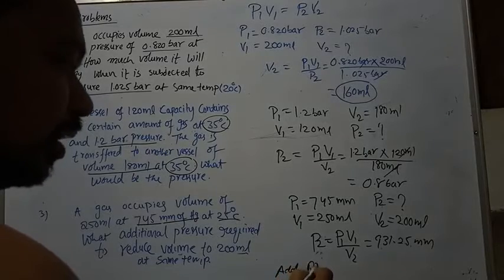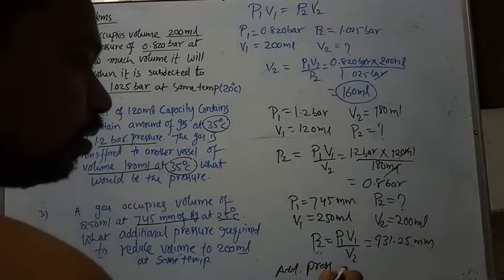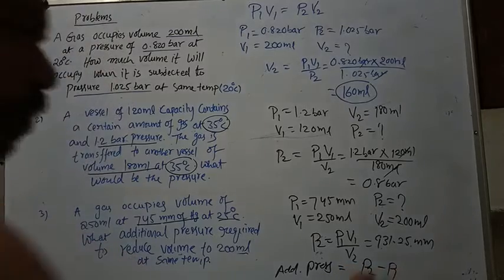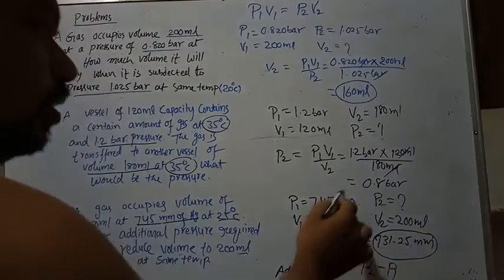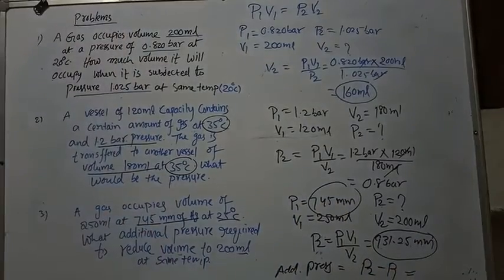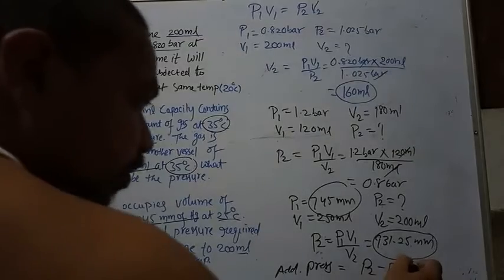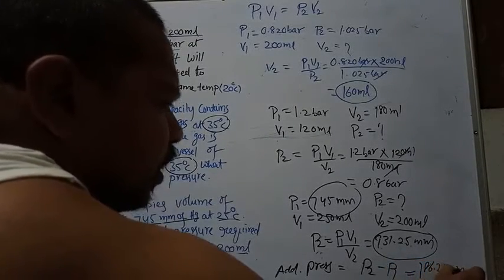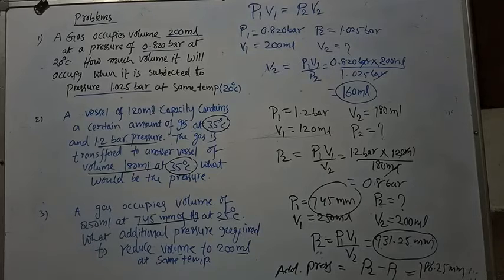Additional pressure is equal to P2 minus P1. So this value will be P2, this value will be P1. After subtraction we are getting 186.25 mm of Hg. So just like that we have to solve the problems. These are very important.